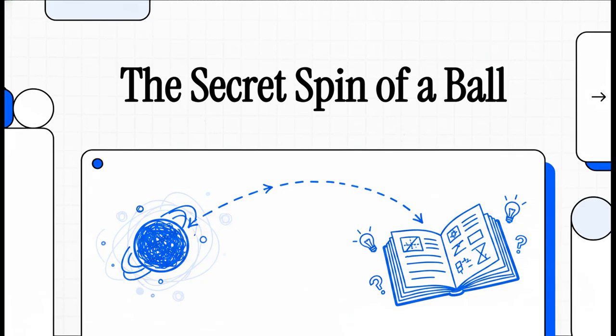Hey, so today we're going to tackle a real classic, a problem from a physics book that has stumped students for ages. It seems so simple, right? It's just a thrown ball. But I promise you, hiding inside its graceful arc is a secret about rotation that's going to make you see motion in a whole new way.